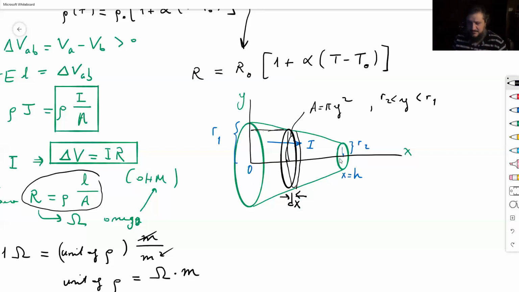And within that tiny cylinder, I could apply that formula, but I'm going to call it dR. This section of the cone, the truncated cone, will be equal to dR. Same rho, that's fine. There's no problem there, rho. But instead of L, I'm going to use dx. That's the variable in that direction, dx. And area is pi y squared.